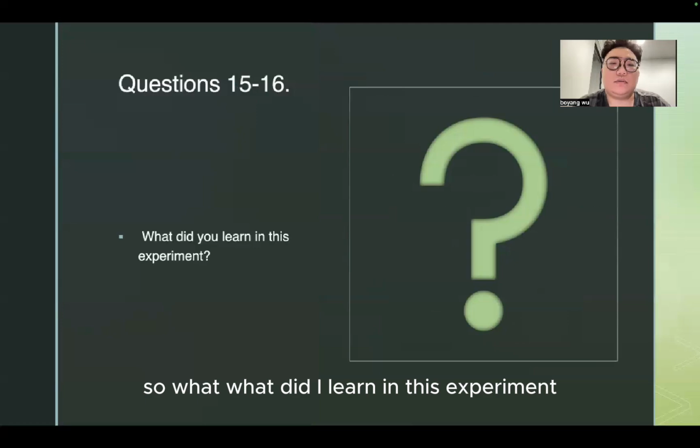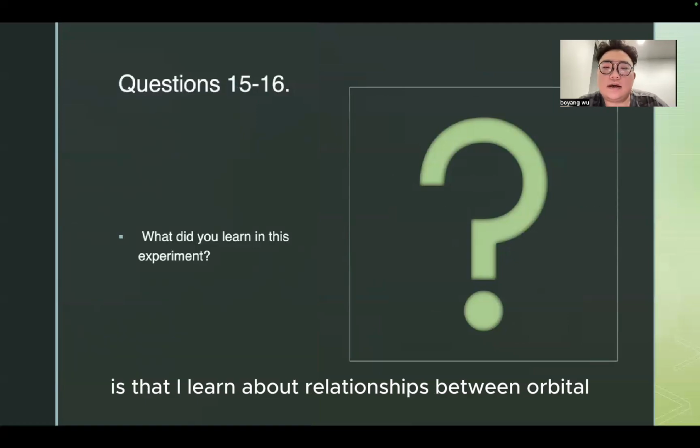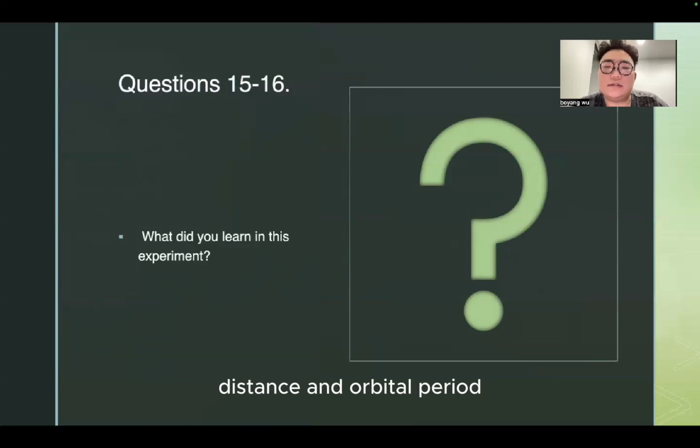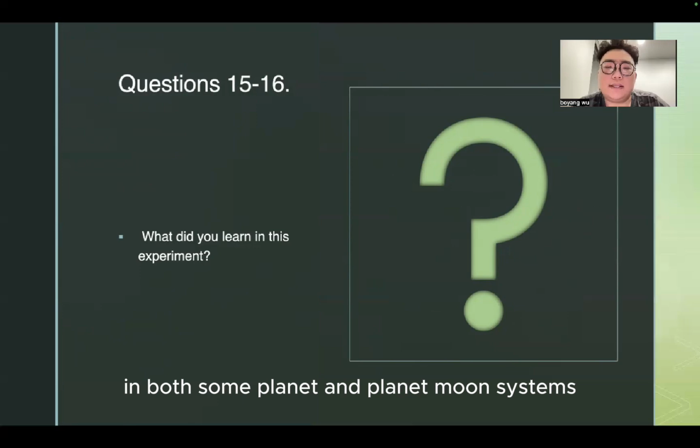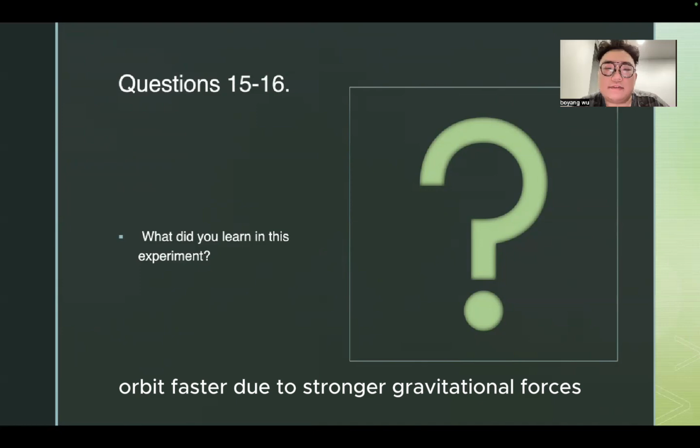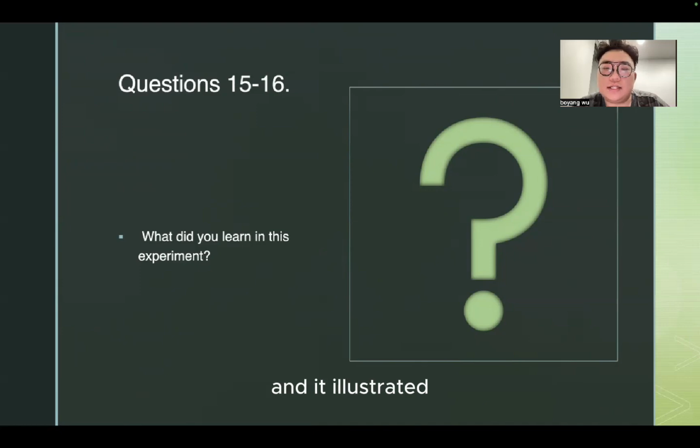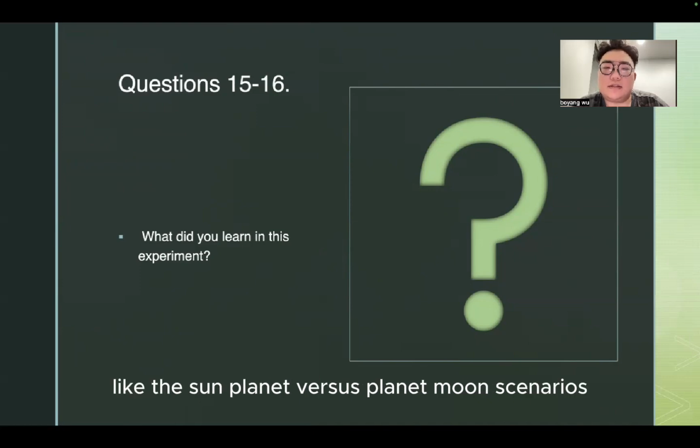What I learned in this experiment is the relationship between orbital distance and orbital period as described by Kepler's laws. By analyzing the center of mass in both sun-planet and planet-moon systems, I observed how mass differences affect orbital velocity and stability. The experiment highlighted that closer objects orbit faster due to stronger gravitational forces, and it illustrated the differing dynamics in systems with varying mass ratios, like the sun-planet versus planet-moon scenarios.